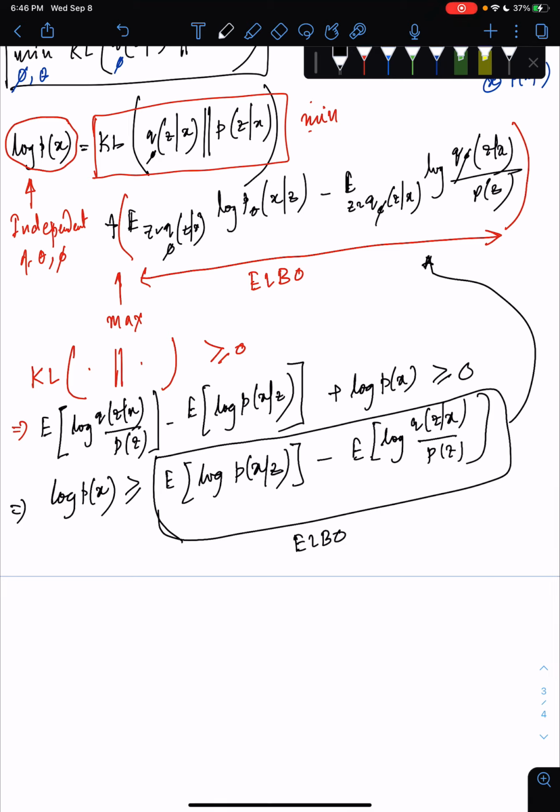So you will often see people say that we try to minimize the KL divergence, which in turn means maximizing the ELBO.